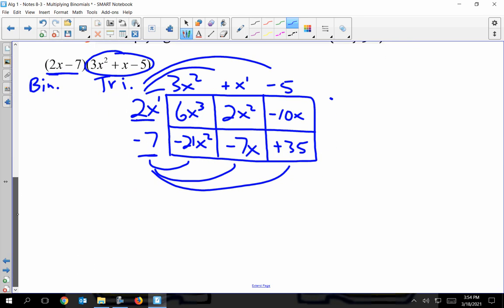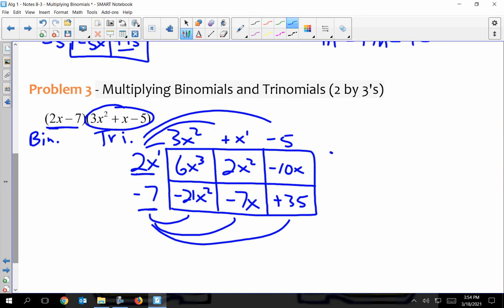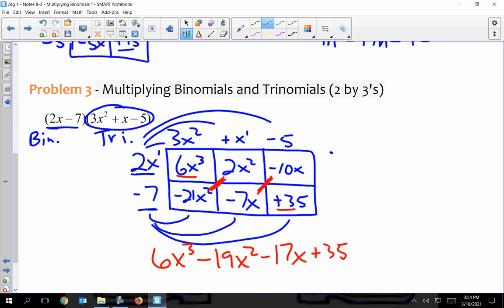Now, this is kind of critical here. I want to be able to put like terms together. So typically these diagonals right here, the power should usually be the same and the variables are the same. So I should be able to add and subtract them together. I don't have any other term to the third, so 6x to the third. These 2 guys are going to give me negative 19x squared. These 2 guys right here are going to get me negative 17x. And then I have this constant at the end. Okay? So that's multiplying a binomial and trinomial.